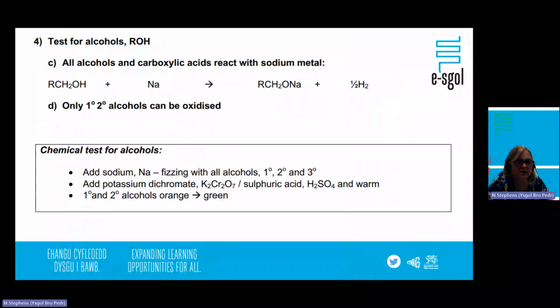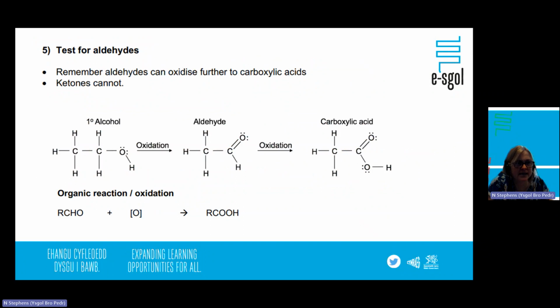So based upon that, the chemical test for alcohols: first add the sodium. It will fizz with all the alcohols, primary, secondary and tertiary. If you add potassium dichromate or acidified dichromate in the presence of heat as well, so you usually reflux it, these primary and secondary will then continue on to the green coloration. Doesn't help you if you want to differentiate between the primary and the secondary, of course. So you'd need a second test for that, and I would suggest the test for an aldehyde here.